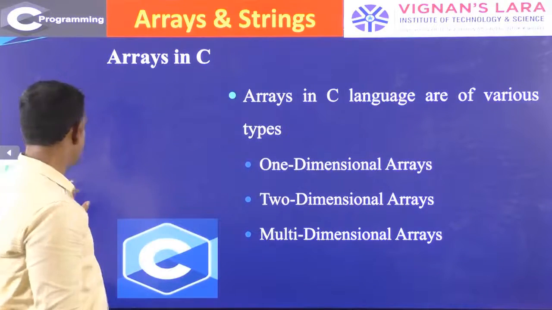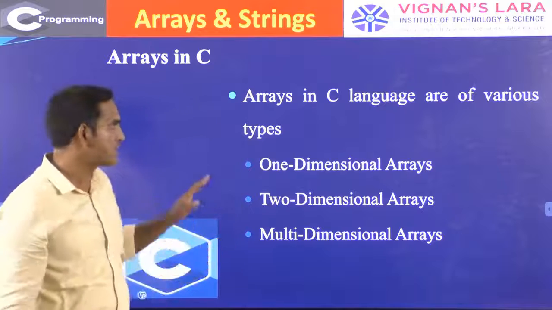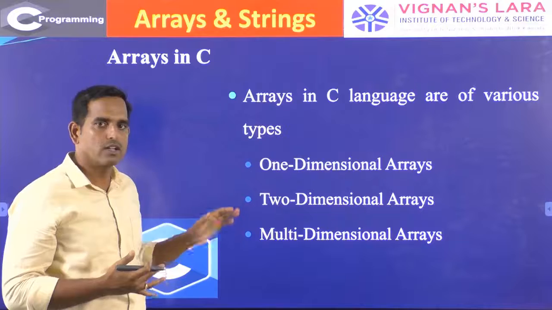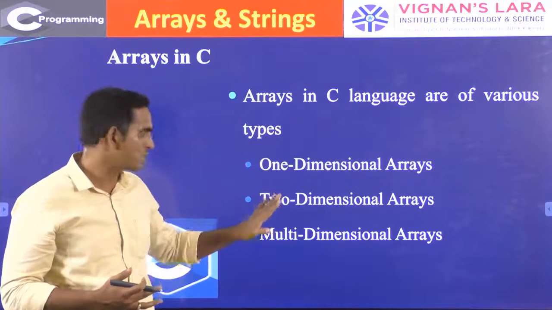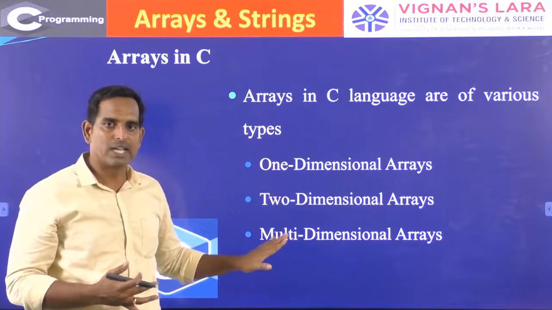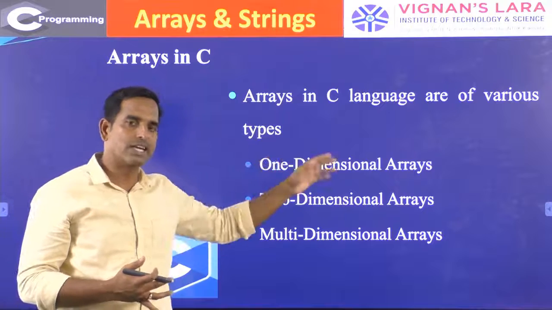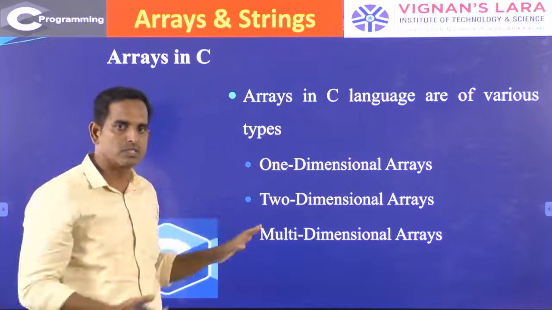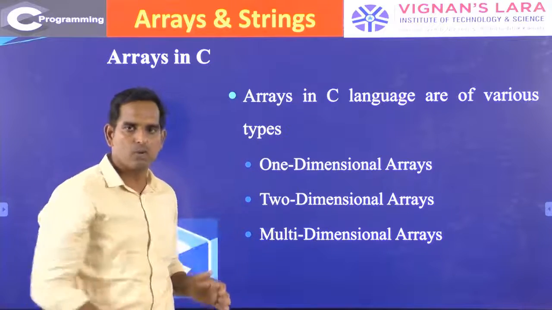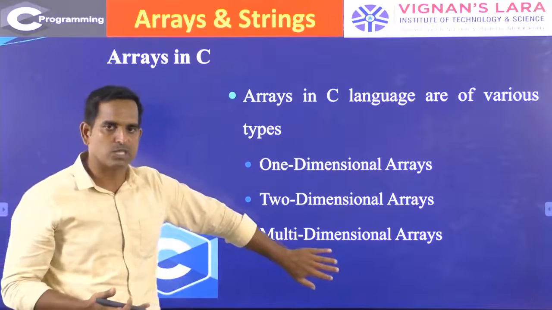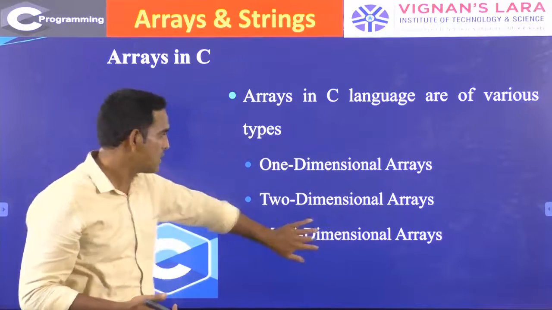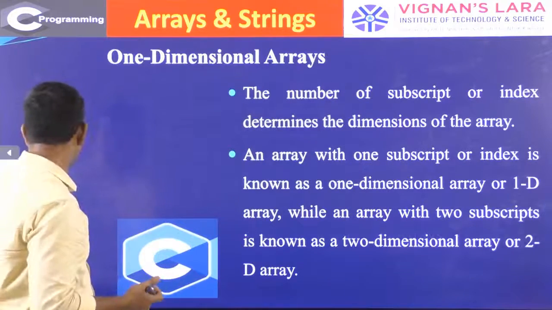In C language we have various types of arrays based upon the number of subscripts or indices. We have one-dimensional arrays, two-dimensional arrays, and multi-dimensional arrays. A one-dimensional array has one subscript, a two-dimensional array has 2 subscripts, and a multi-dimensional array has more than 2 subscripts. We will look at all these arrays one by one. First we'll look at one-dimensional arrays.